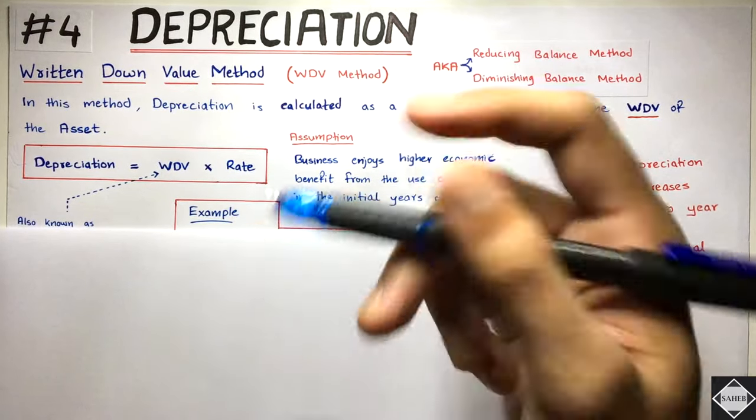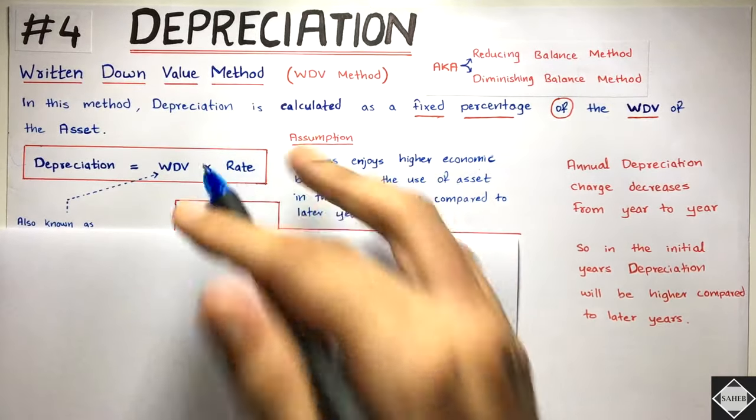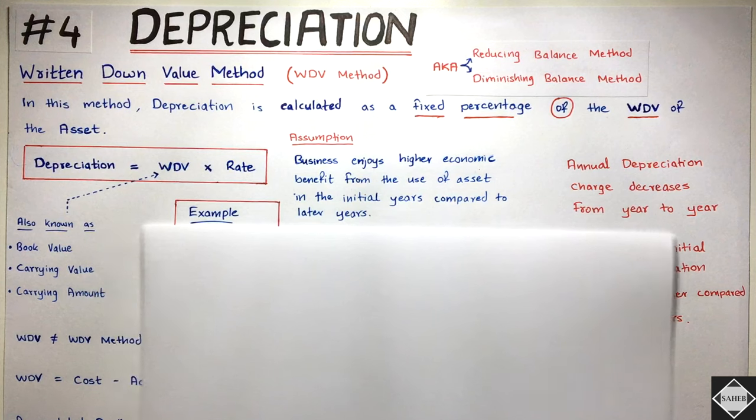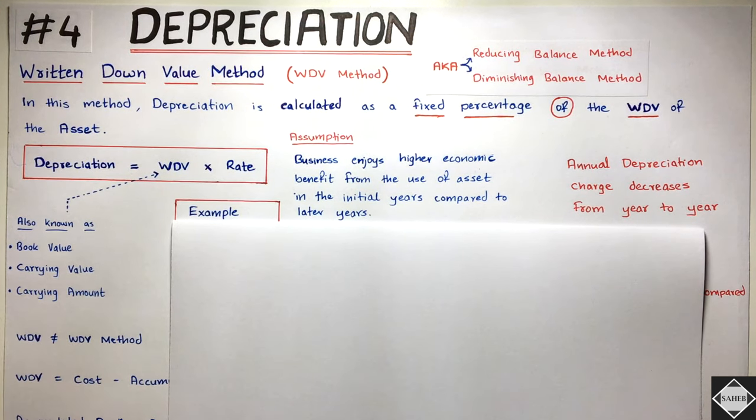Okay, but it's a little bit complicated, but don't worry, we'll understand in this video only how to calculate the rate also, but that we'll discuss later. First, understand the concept properly, fine? So see here, this WDV is also known as book value, carrying amount, fine?